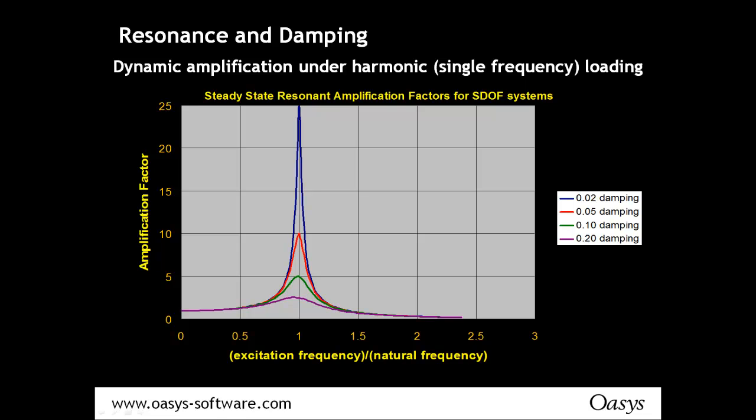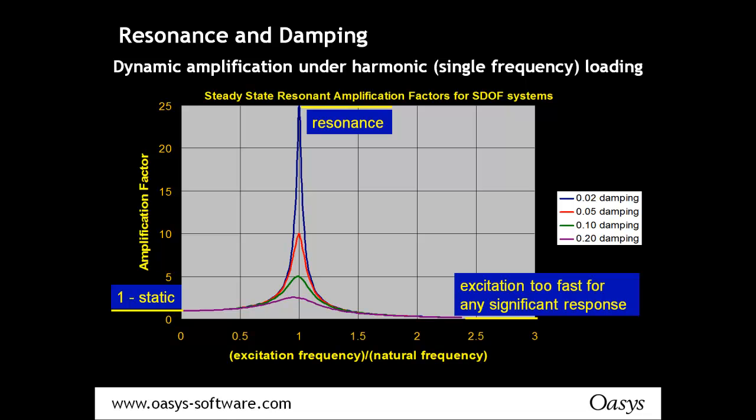And on this graph, if you look at the horizontal axis, excitation frequency over natural frequency, you go from static loads, where there's no amplitude at all, to resonance when the excitation is tying in with the natural frequency, and then beyond that when the excitation is just too fast to have any sort of interaction with the vibration modes. Now, this is a slightly simple view.